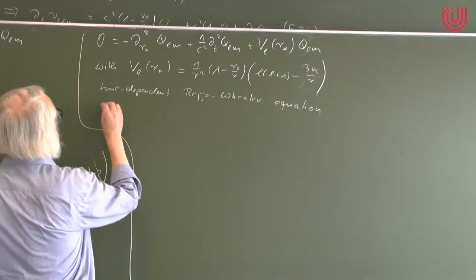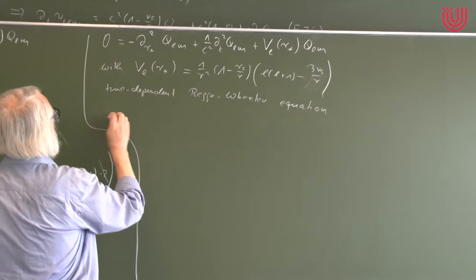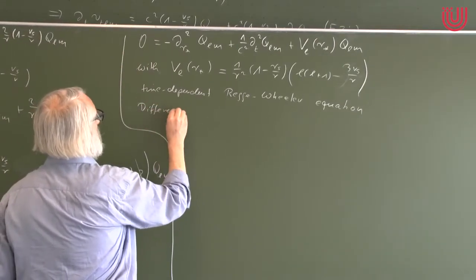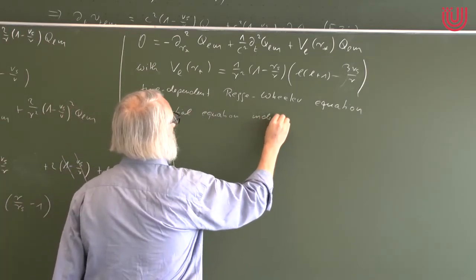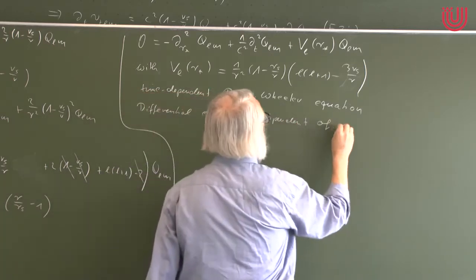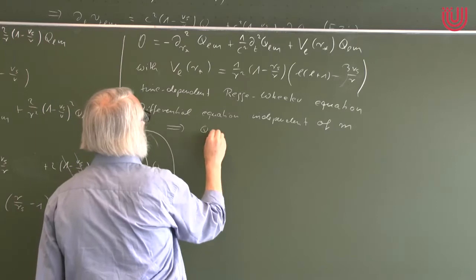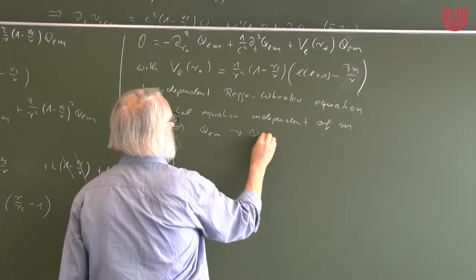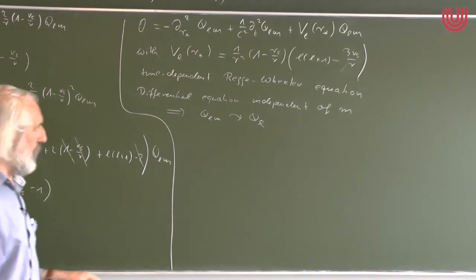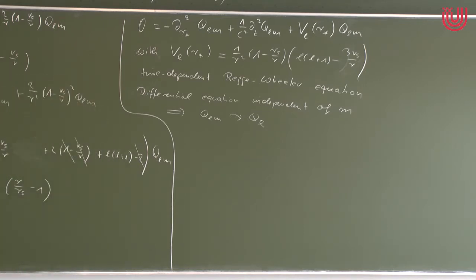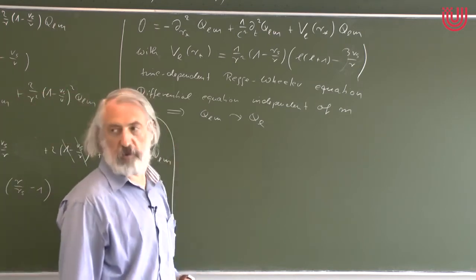So differential equation, that's a German abbreviation. Okay, let me write differential equation independent of M. And this means we can reduce Q_LM, we can replace Q_LM just by Q_L. We don't need the M anymore. Well, if you have done this a couple of times, you know this without doing it every time again. Whenever you have a spherically symmetric problem and you do this kind of separation, expansion with respect to spherical harmonics, then always the coefficients depend only on L, not on M.